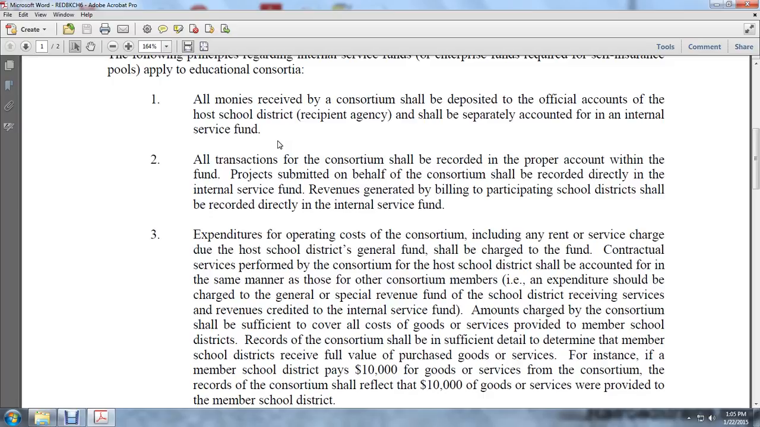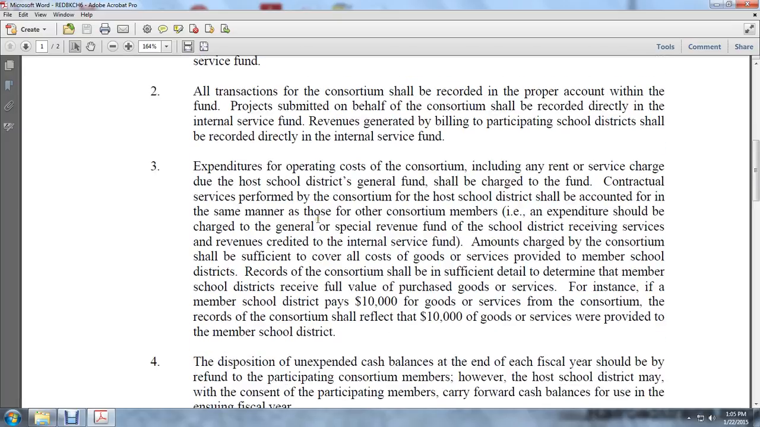Records of the consortium shall be of sufficient detail to determine if the member school district receives full value for the purchased goods or services. For instance, if a member school district pays $10,000 for goods or services from the consortium, the records of the consortium shall reflect that $10,000 of goods or services were provided to the member school district.